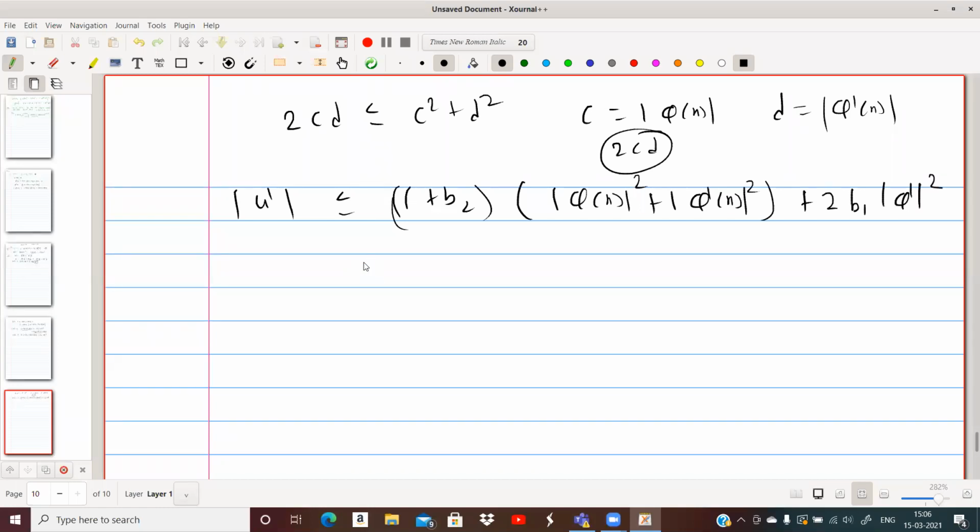So this can be less than or equal to, now I am going to add b1 here. 1 plus 2b1 plus b2. 1 plus 2b1, why? Because of this 2b1. And this is multiplied by magnitude phi dash x square. And who is the next? 1 plus b2 times magnitude phi of x square.